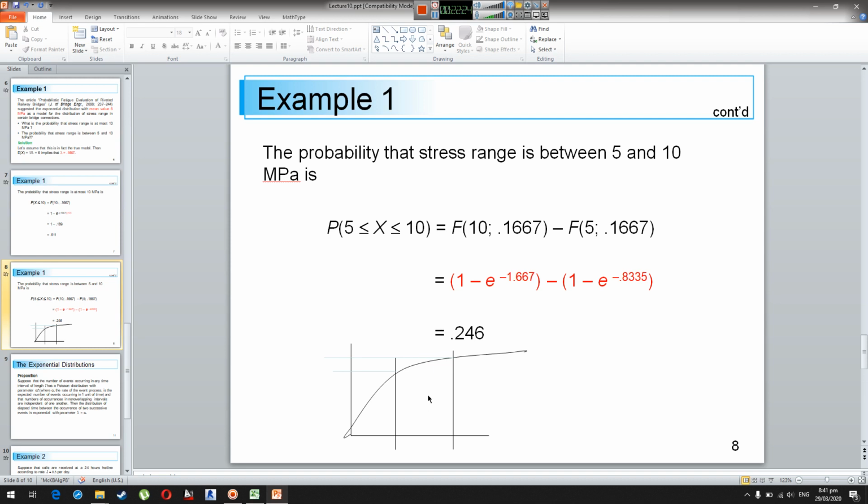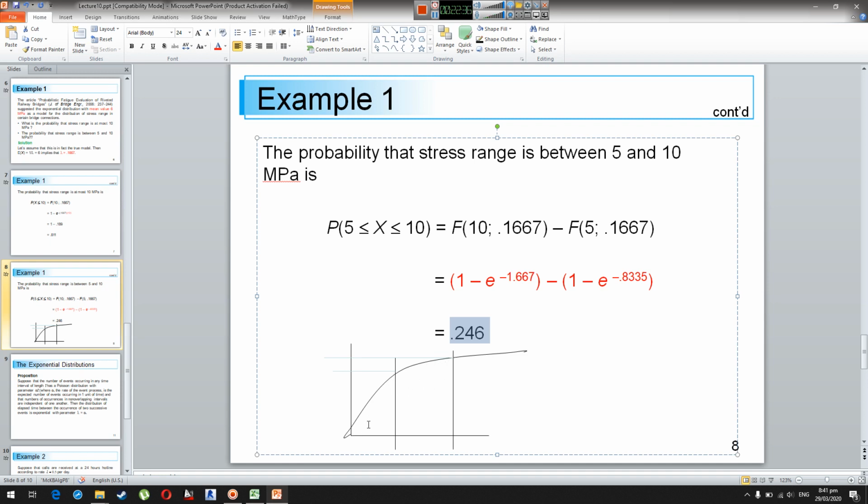I'm not able to shade this region, but you can see the cursor. This region is representing 0.246, because this whole region represents probability of X less than 10, and the region below that lower line represents probability of X equal to 5. So when you subtract that region from this whole region, that will give you the probability value between 5 and 10, also including the values of 5 and 10. This whole region is representing 0.246.